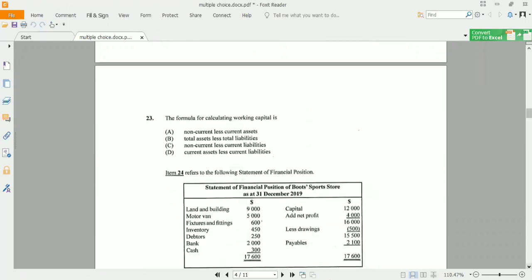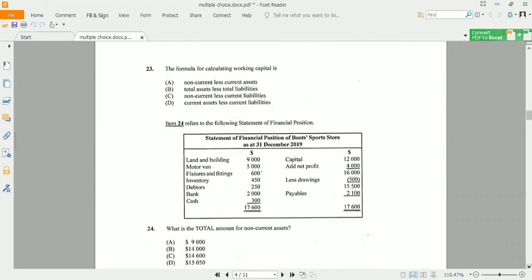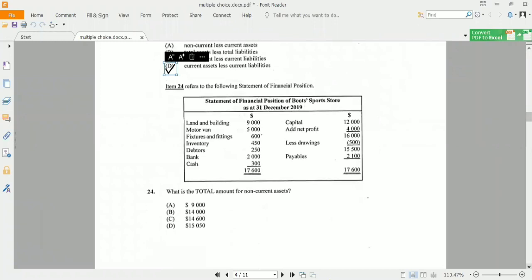Number 23, the formula for calculating working capital. How do we calculate working capital? Current assets less current liabilities. Yeah. Lovely. So that is current assets less current liabilities. Brilliant. Number 24 refers to the following statement of financial position. What's the other term for statement of financial position? Balance sheet. Good.